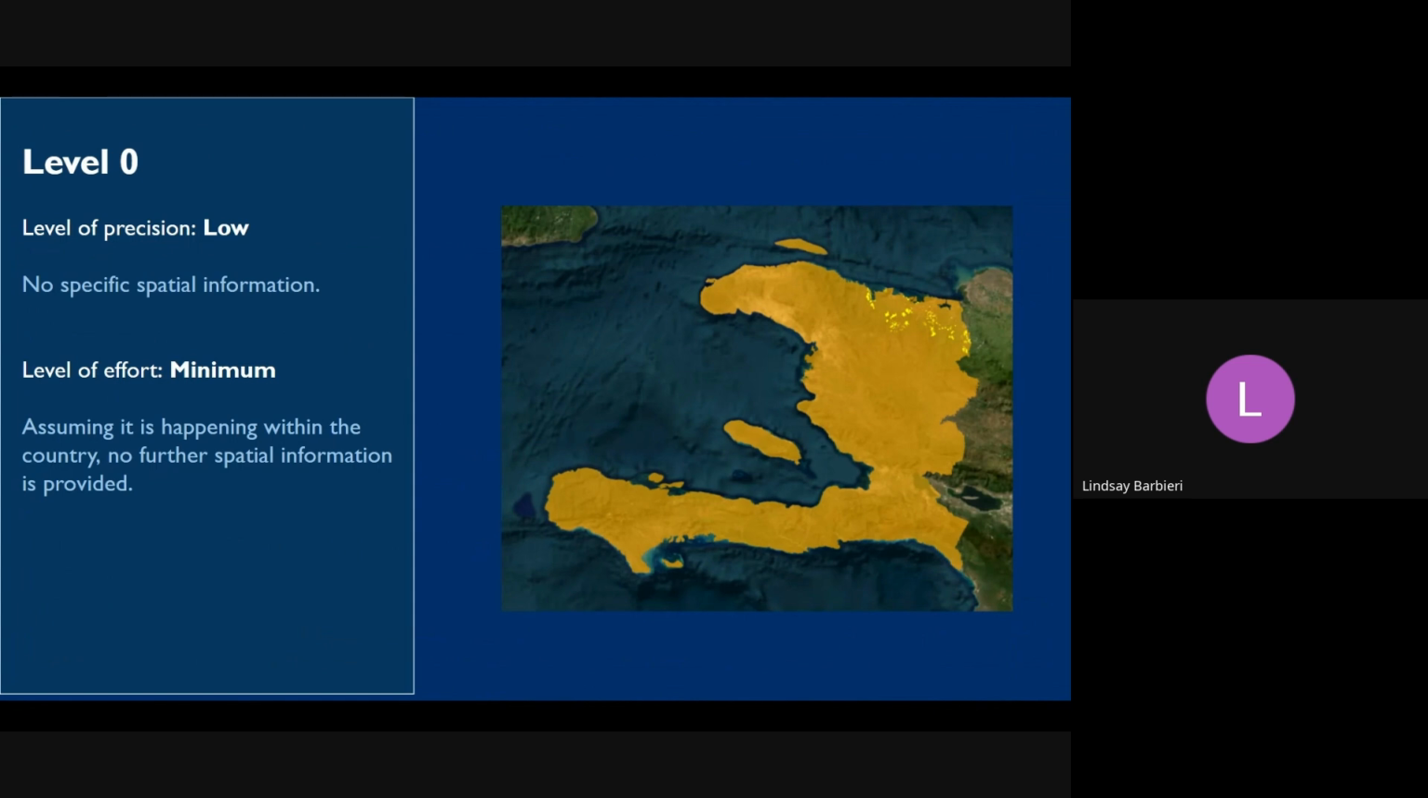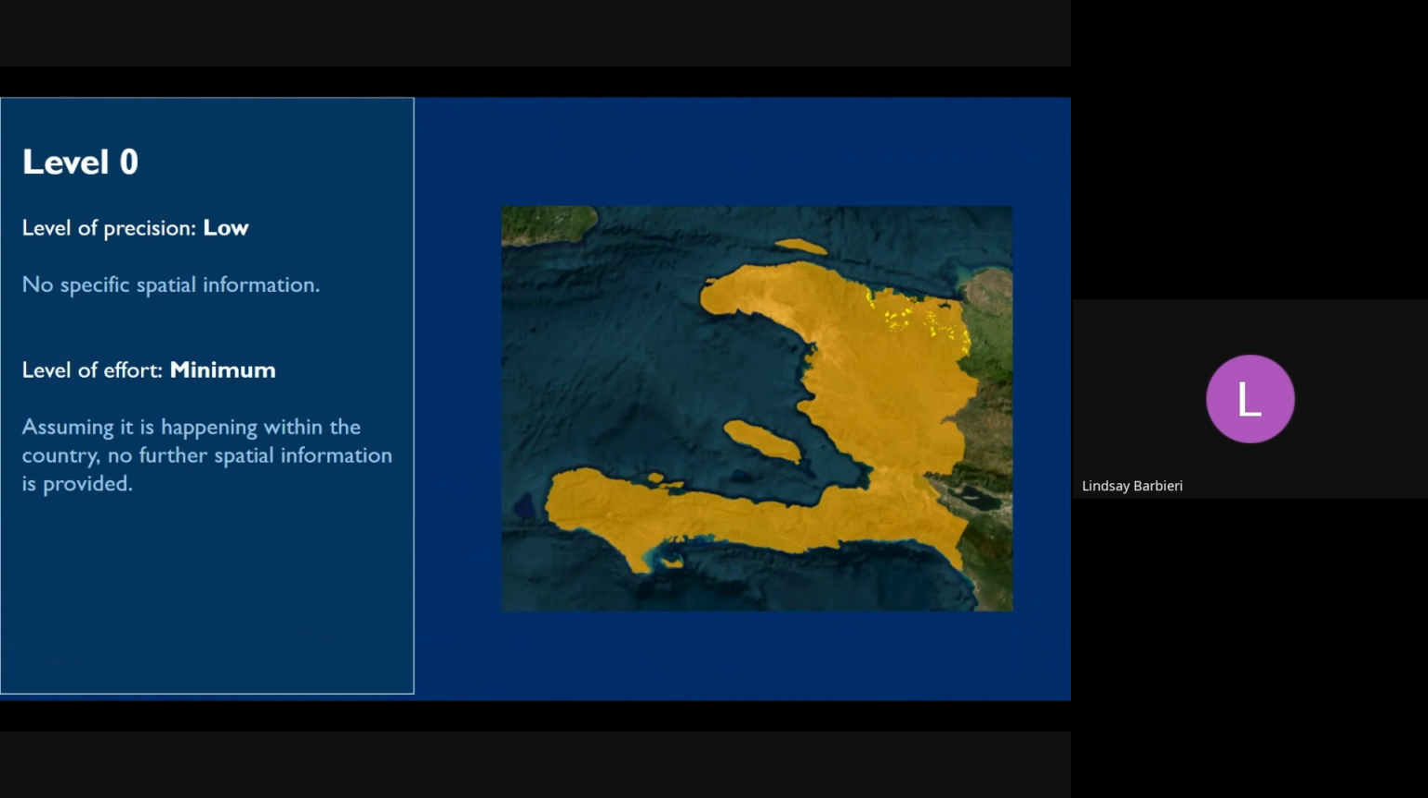So again, at that lowest level of precision, that level 0, we might have an entire country as our shapefile. So you can see the orange there is just capturing the broadest level. We know that the activities are happening somewhere in this country, but we're just reporting it at the country level.